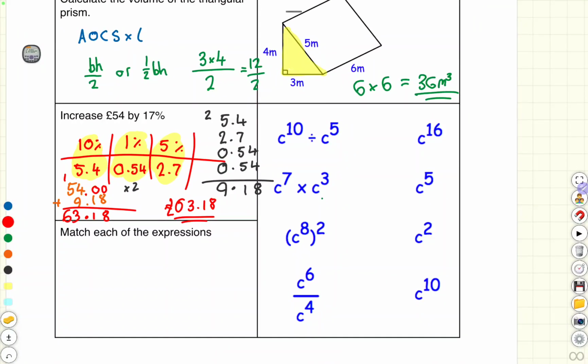And question 5, I need to match the following expressions up with the resultant expression. So remember, we subtract the powers for this first one when we divide, so that's going to be c to the 5. We add the powers when we multiply, so that's going to be c to the 10. We multiply the powers when there are brackets, which is c to the 16, and again we subtract.